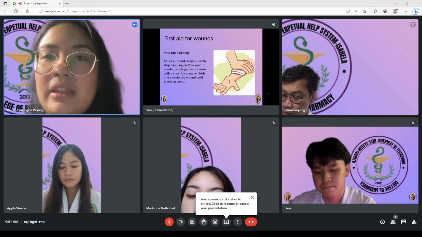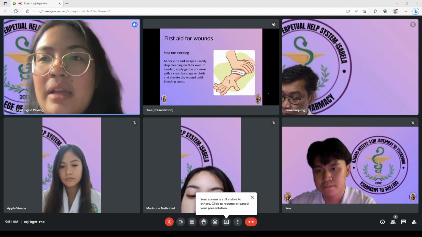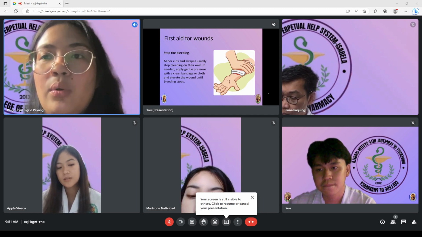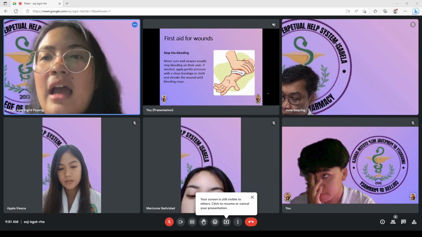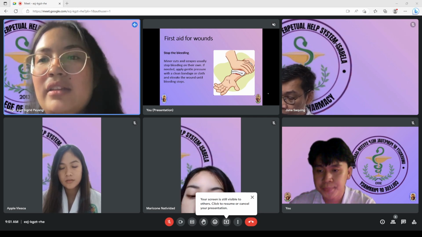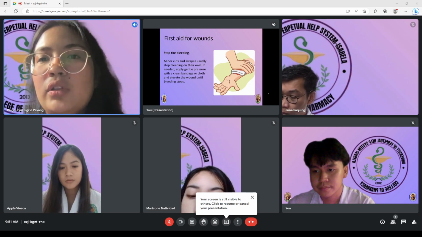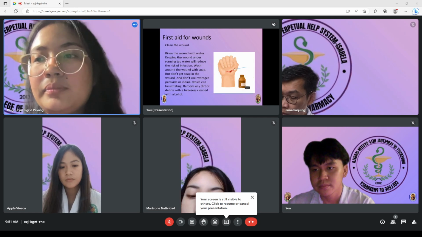Second is to stop the bleeding. Minor cuts and scrapes usually stop bleeding on their own. If needed, apply gentle pressure with a clean bandage or cloth and elevate the wound until it stops bleeding.